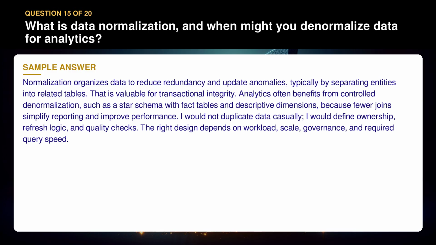Normalization organizes data to reduce redundancy and update anomalies, typically by separating entities into related tables. That is valuable for transactional integrity. Analytics often benefits from controlled denormalization, such as a star schema with fact tables and descriptive dimensions, because fewer joins simplify reporting and improve performance.